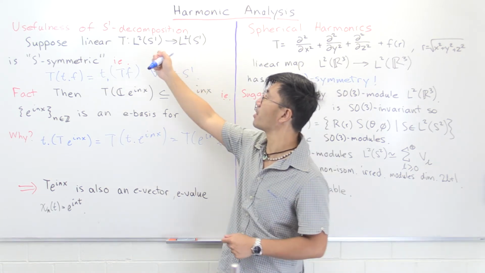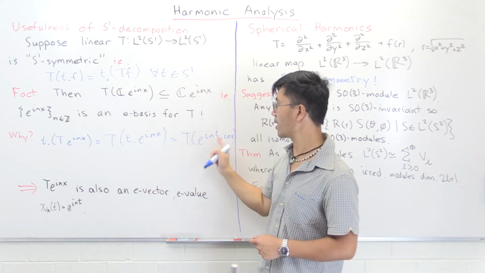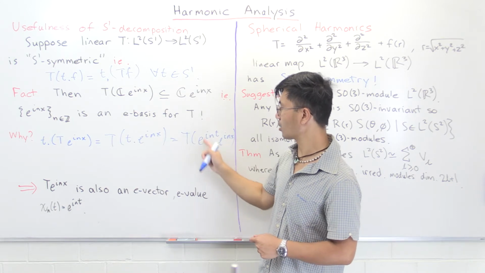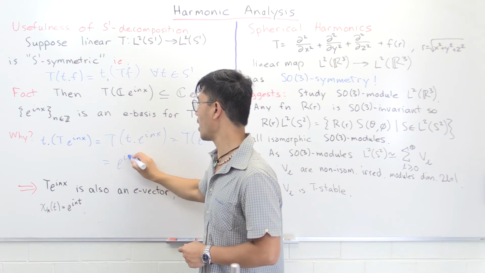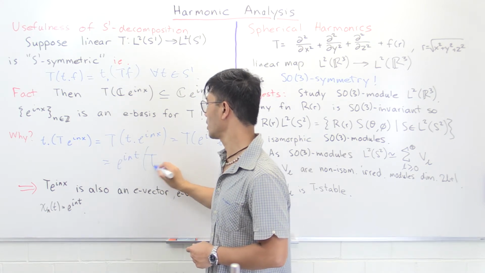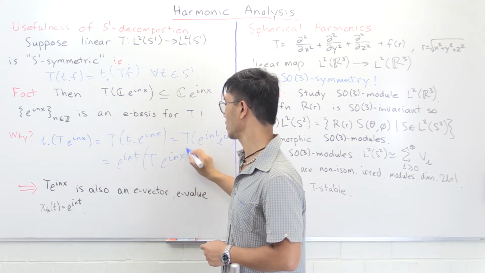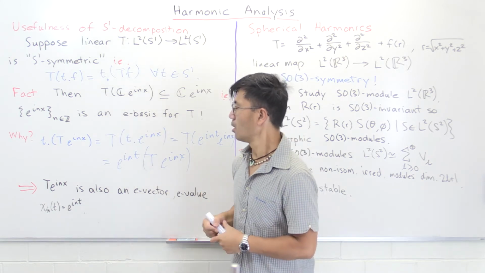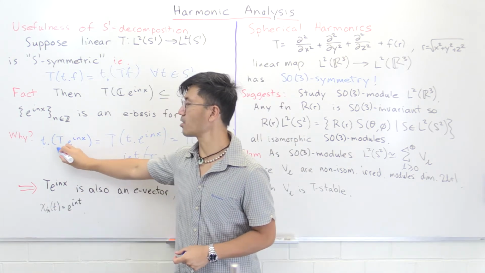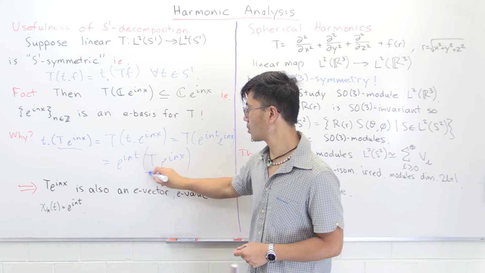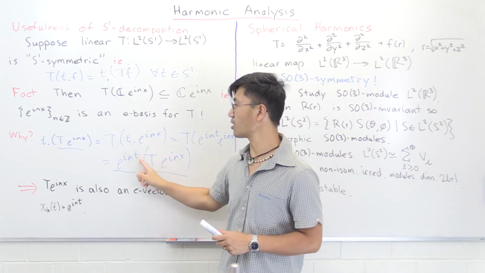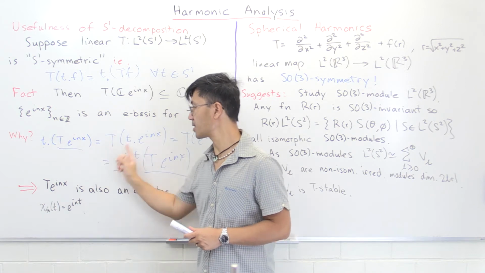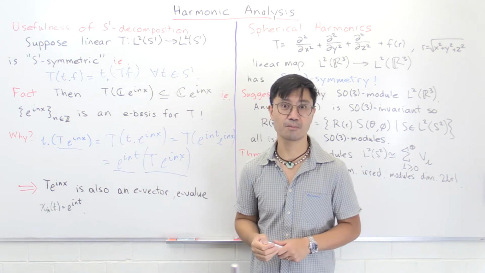Okay, so x is going to be the variable on this S1. And this we think of as a constant, so we can pull it out. So this is equal to e to the I n t times t e to the I n x. So this t here, acting as t e to the I n x, what does it do? It just scales by this e to the I n t. So for each t, it scales by this e to the I n t.